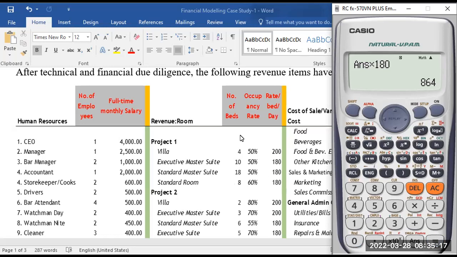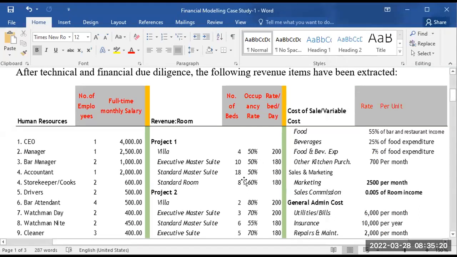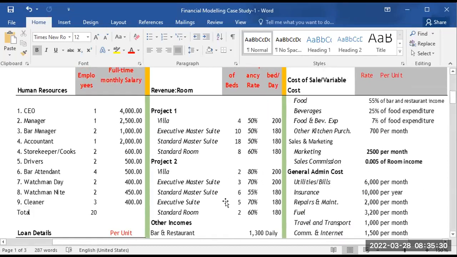So when we do all of this for the first project and we sum them up, it gives us the revenue for rooms in project 1. That's the villa, executive suites, and all of that. We do the same for project 2. 80% of 2 times 200, 70% of this times that. So just multiply 2 by 80% by 2, right?